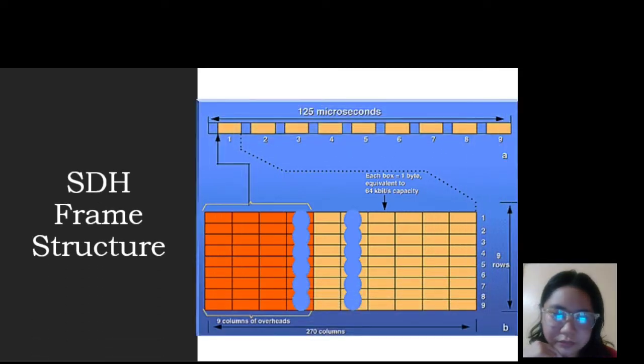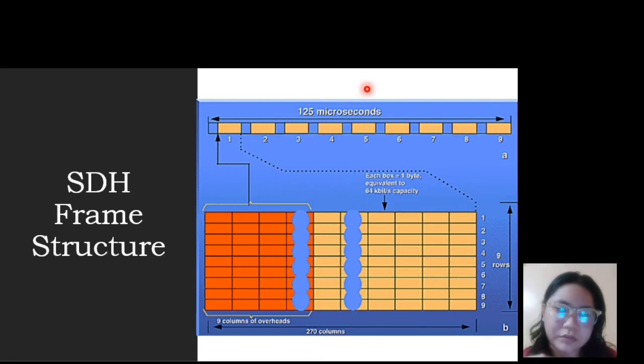So here's the SDH frame structure. The frame has a repetitive structure with a period of 125 microseconds, the same as for the pulse code modulation, or PCM, and consists of 9 equal-length segments at the gross transport rate of 155.52 Mbps for the base synchronous transport module, or STM1.